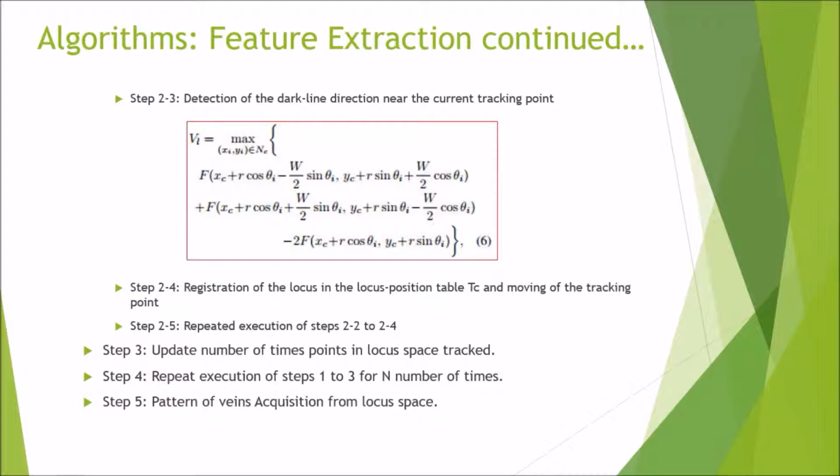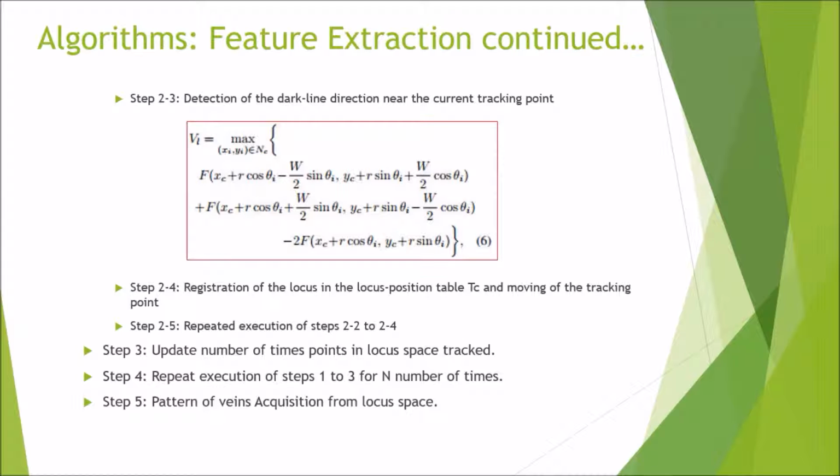Updating the number of times points in the locus space have been tracked. Values of elements in the locus space Tr(x,y) are incremented for every (x,y) belonging to Tc. Steps 1 through 3 are repeated n times. If the number of repetitions n is too small, insufficient feature extraction is performed. If, on the other hand, n is too big, computational costs are needlessly increased. Through an experiment, we determined that n of 3000 is the lower limit for sufficient feature extraction.